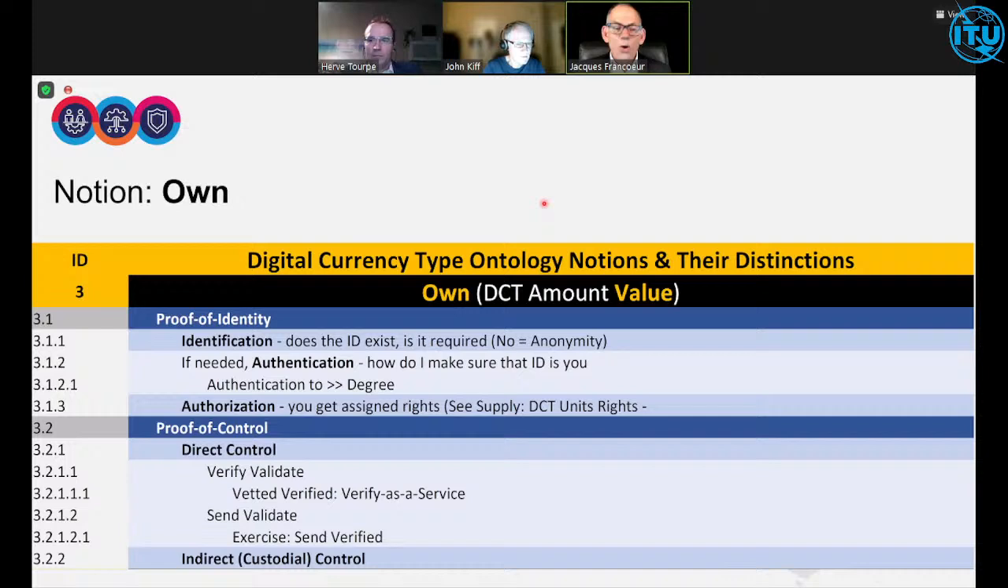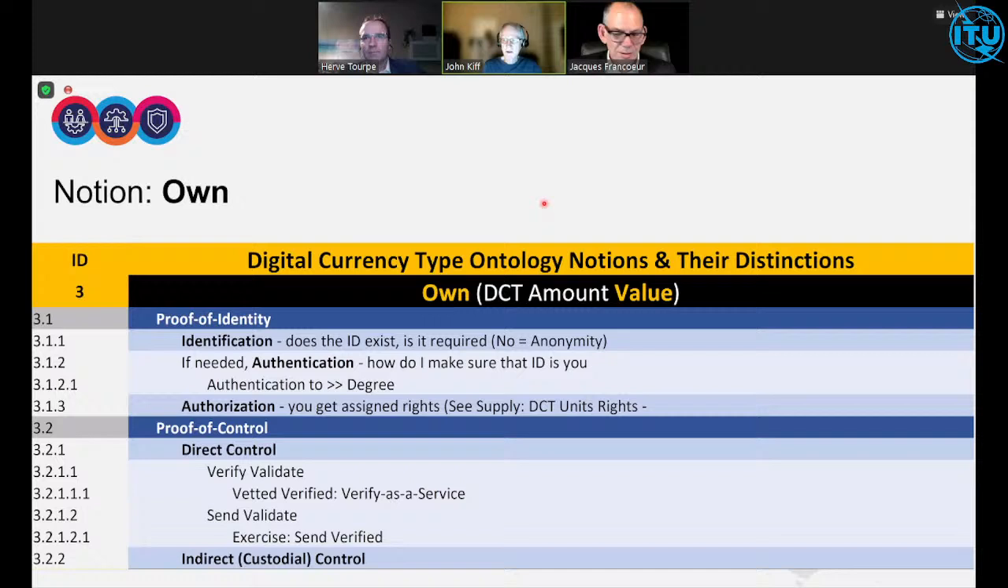is owned. Now you can start to see where the debate we had in that first notion comes in, because you can see proof of identity and proof of control sound an awful lot like the discussion we had about claim versus object, right? Proof of control is associated with an object-based currency, because I just have to say, hey, I have this digital currency. I don't have to prove who I am. I got it. Here it is.